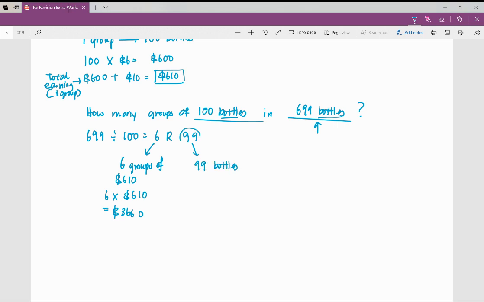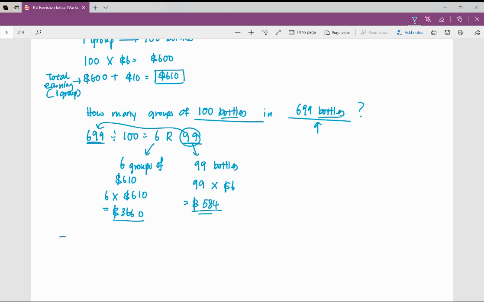Okay, $3,660. And the 99 stands for 99 bottles, because this 99 is tagged to whatever that I'm dividing by. This is bottles, so this must be bottles also. So there's 99 bottles left. So how much does he earn from this 99 bottles? There will be 99. Each bottle is $6. Okay, not $610, it's $6 per bottle. So 99 times $6 is let me see, $594. Okay, so this is the six groups here, and this is the 99 extra bottles.